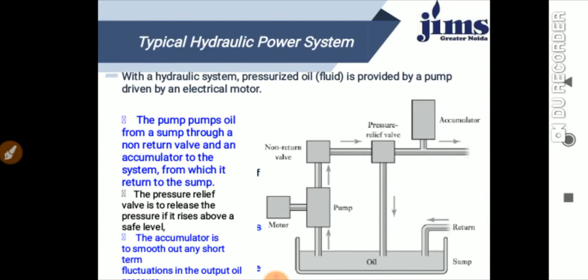Come to the next. You will see the typical hydraulic power system. With a hydraulic system, pressurized oil, that may be the fluid, is provided by a pump driven by an electrical motor.